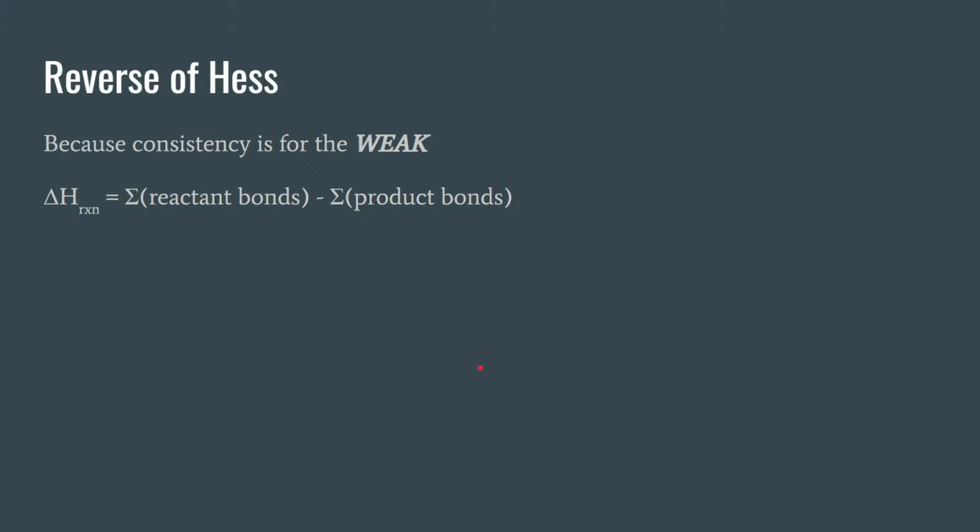All right, now here's the thing about these bond enthalpies. You do it backwards. It's reactants minus products. You add up all the bonds on your reactant side, you add up all the bonds on your product side, and then you do reactants minus products. It's garbage, but it's something you're just going to have to live with.